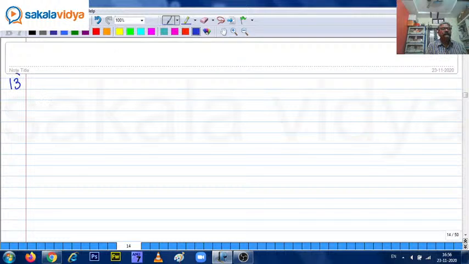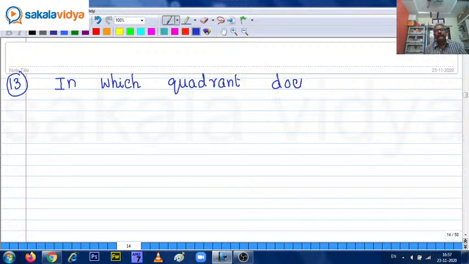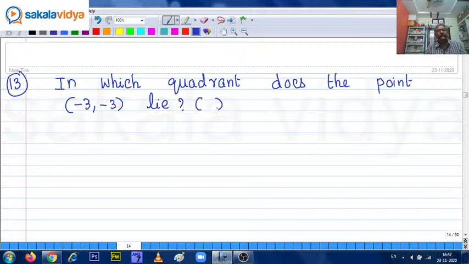13th question. In which quadrant does the point (-3, -3) lie? A, first quadrant, B, second, C, third quadrant, D, fourth quadrant.